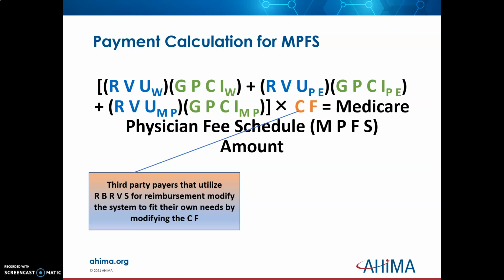Okay, this is the complex calculation for the Medicare physician fee schedule. First, we have RVU work times GPCI work plus RVU practice expense times GPCI practice expense plus RVU malpractice times GPCI malpractice, times the conversion factor. That leads you to the payment amount you will see in the Medicare physician fee schedule.